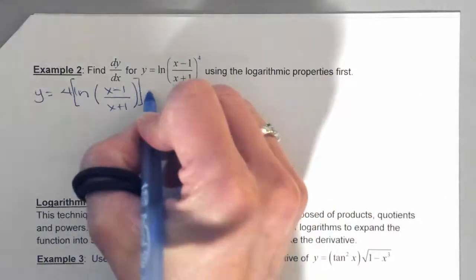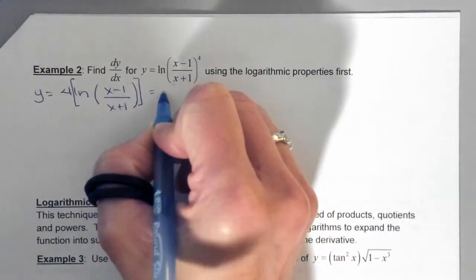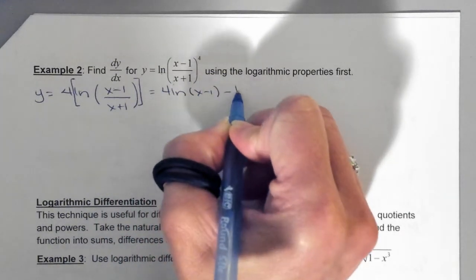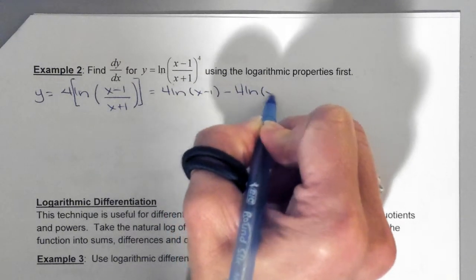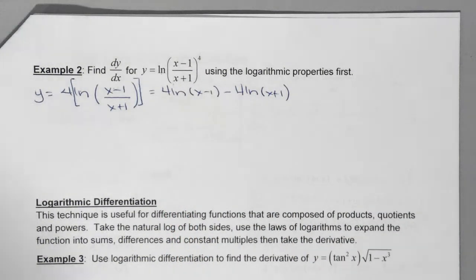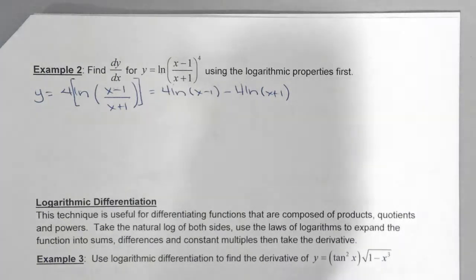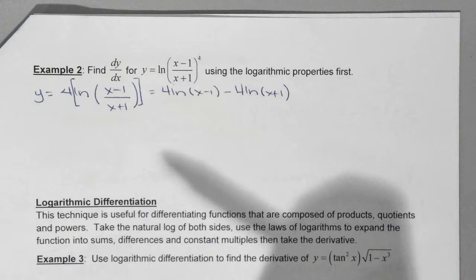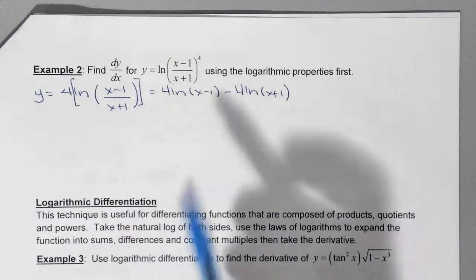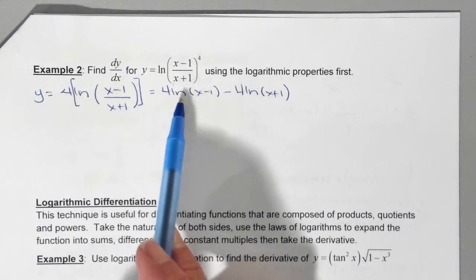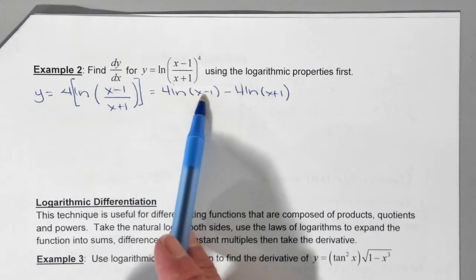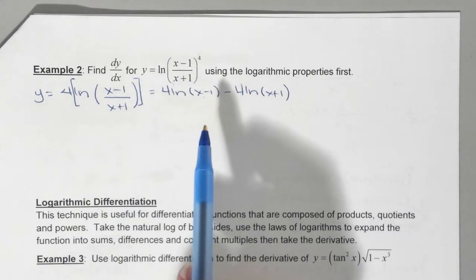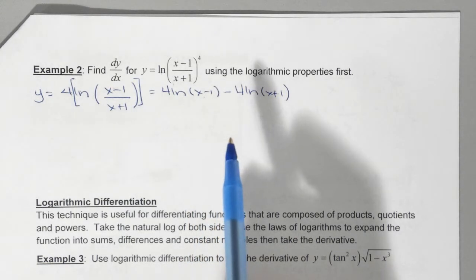So then I'm just going to rewrite this using my properties as 4 natural log of the quantity of x minus 1 minus 4 natural log of the quantity of x plus 1. Okay, this to me does not look as intimidating because a 4 is just a coefficient, right? So it's just going to be hanging out with that problem the whole time. When I take the derivative of the natural log of x minus 1, it's just 1 over x minus 1 times, what's the derivative of x minus 1? 1. Okay, that's kind of easy, right?